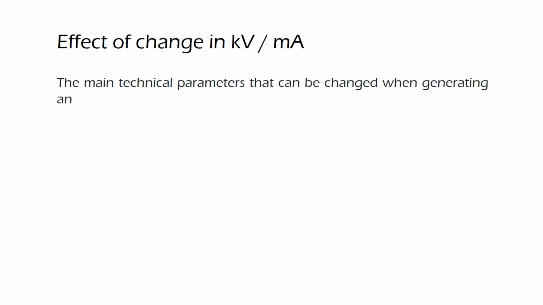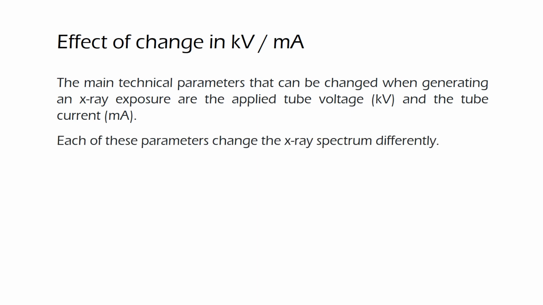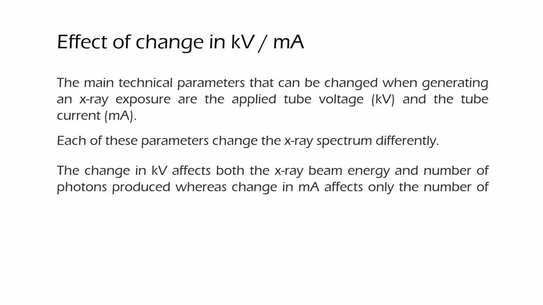Effect of change in keV and mA. The main technical parameters that can be changed when generating an X-ray exposure are the applied tube voltage, keV, and the tube current, mA. Each of these parameters changes the X-ray spectrum differently. The change in keV affects both the X-ray beam energy and the number of photons produced, whereas change in mA affects only the number of photons produced.